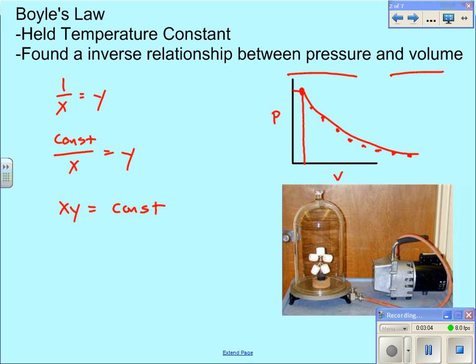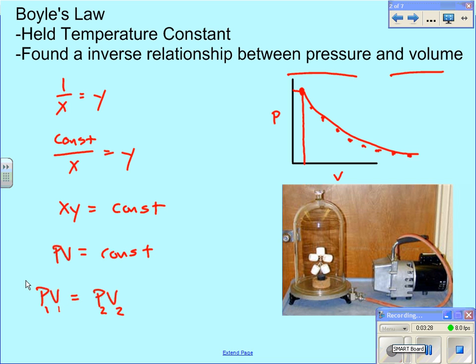And that's what Boyle finds. He finds that instead of generic x's and y's, we have P times V equals a constant. So at any time, the pressure times the volume, or the product of the pressure and volume, must be the same. This should be P1V1 equals P2V2.